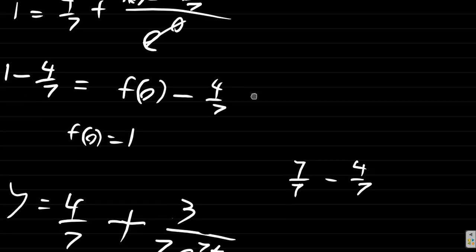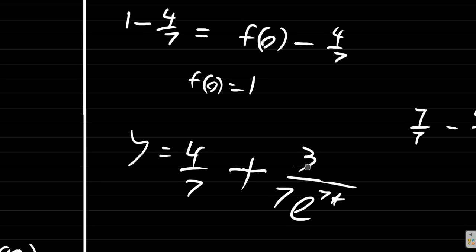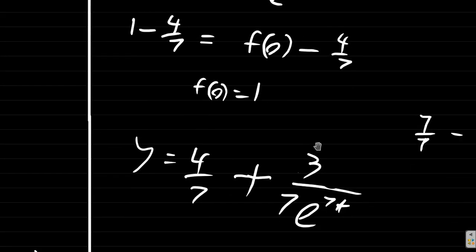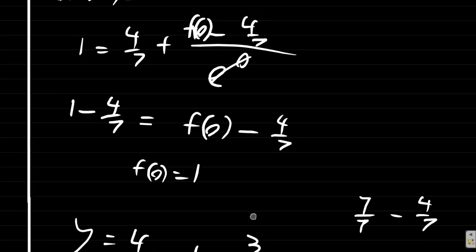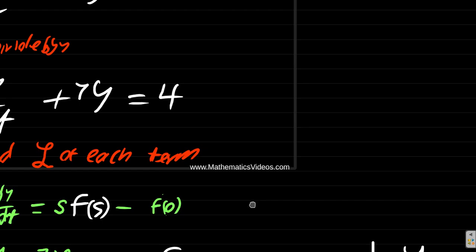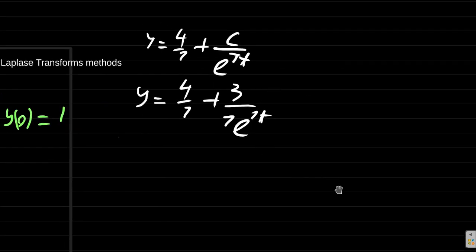Alright? So what we end up with is y equals 4 over 7 plus 1 minus 4 over 7. When we work out 1 minus 4 over 7, we get 3 over 7. So it's 3 over 7 e to the 7t. So that's what we have in this case. This would be the solution. And when we compared it with what we got when we did the integrating factor method, we got the same thing, right? y equals 4 over 7 plus 3 over 7 e to the 7t.